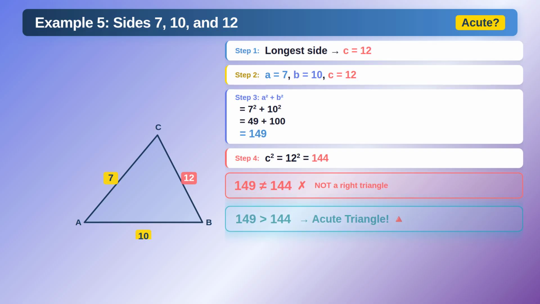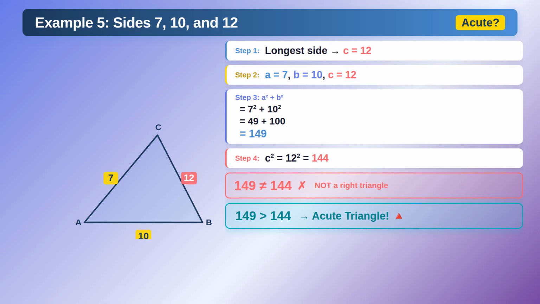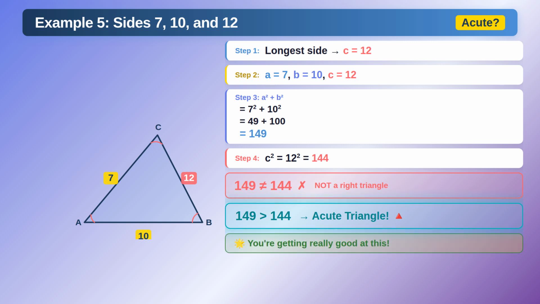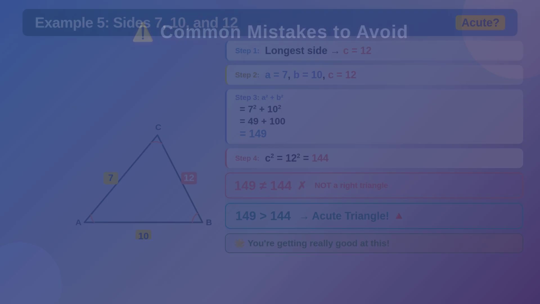Step 4. C squared is 12 squared, which equals 144. Does 149 equal 144? No, 149 is greater than 144, so this is not a right triangle. And since A squared plus B squared is greater than C squared, it's actually an acute triangle. You're getting really good at this.